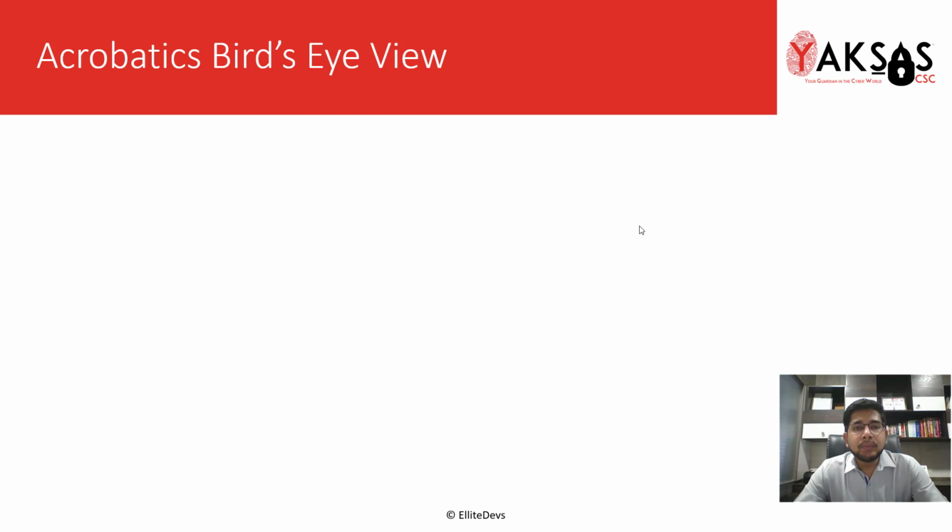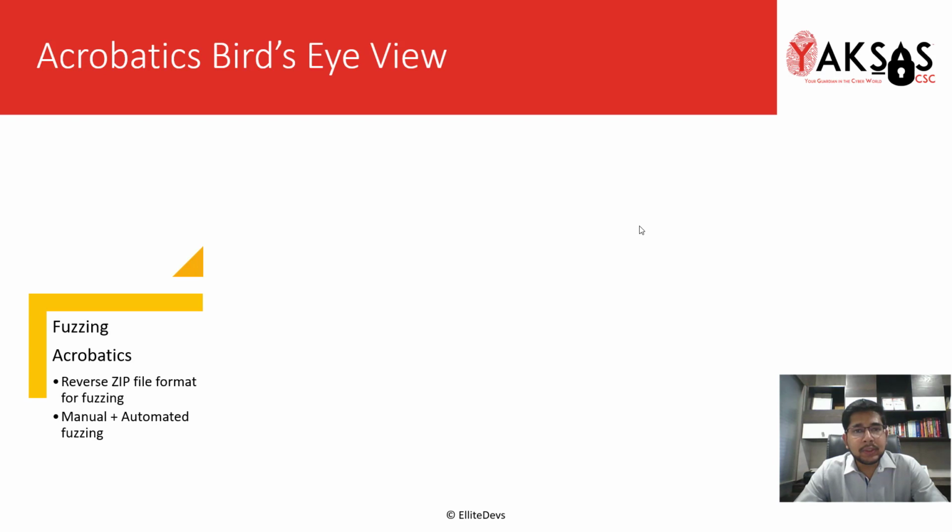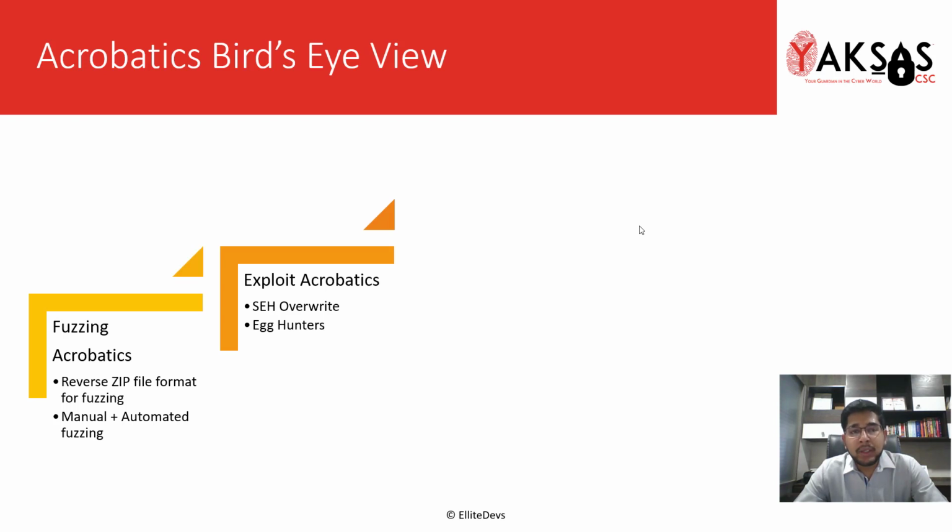Let me give you a brief overview of what we'll be covering in this acrobatics module. We will be covering a lot of things, some previously learned techniques and some new techniques, and we will be doing a sort of acrobatics in most of the phases of our exploit development. So the first thing that we will be doing is fuzzing acrobatics, in which we will reverse the zip file format and create a fuzzing script out of it, and then we'll use a combination of manual and automated fuzzing to fuzz QuickZip.exe.